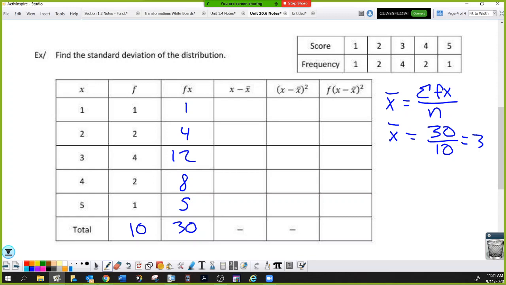So the average score in this room is a 3, which really should have been obvious if you look at the distribution. It's perfectly symmetric, 1, 2, 4, 2, 1. But still, that's how you would have done it in case it wasn't symmetric. So for this column, we're going to take the data value and subtract the mean from it. So 1 minus 3, negative 2, 2 minus 3, 3 minus 3, 4 minus 3, 5 minus 3. You don't add those up because that value means nothing.